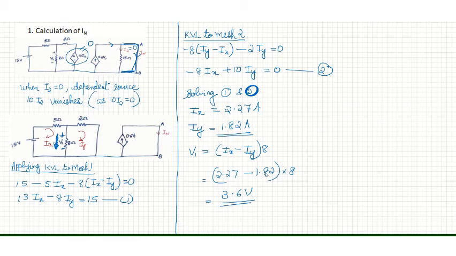In the question, the source is 0.6 V1. So 0.6 V1 is 0.6 into 3.6, which will be 2.16. 0.6 V1 is the same current IN. So we can write IN is equal to 0.6 V1, that is equal to 2.16 amperes.